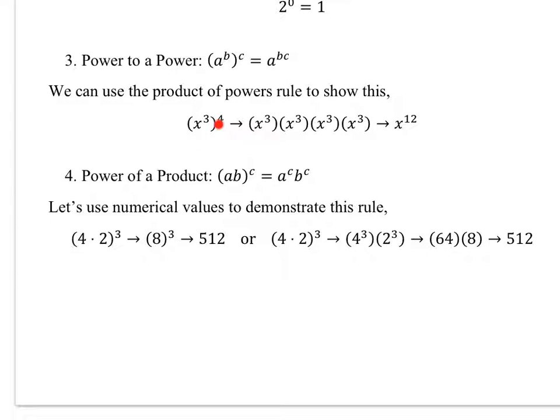What is x to the third to the fourth really mean? It means x to the third, x to the third, x to the third, x to the third. And then you can use rule number 1. 3 plus 3 plus 3 plus 3 gives you 12. So if you forgot to multiply these, that's how you can always check.